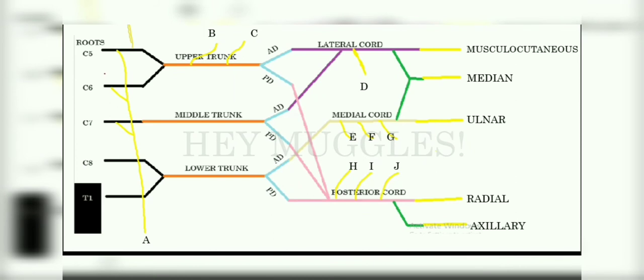There are 5 key branches of brachial plexus. That is your musculocutaneous nerve, median nerve, ulnar nerve, radial nerve, and axillary nerve. The musculocutaneous nerve supplies your biceps brachii, brachialis, and coracobrachialis muscle. You can remember the names by the mnemonic BBC. BBC: biceps brachii, brachialis, and coracobrachialis muscle. Median nerve.